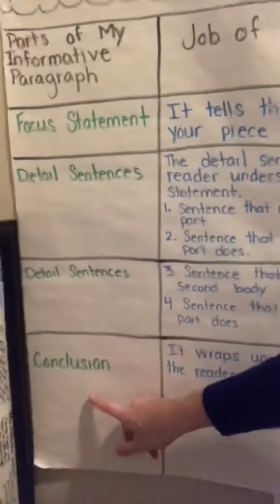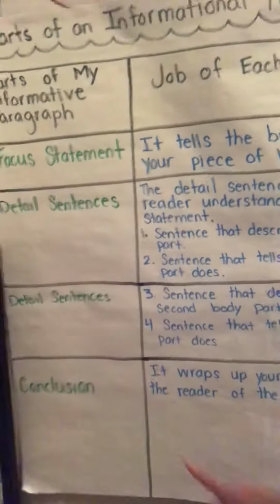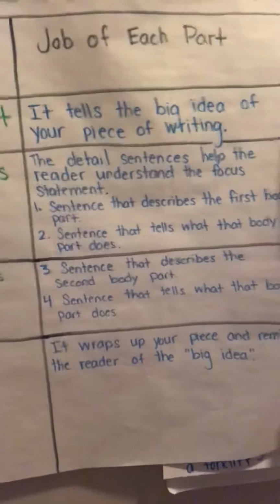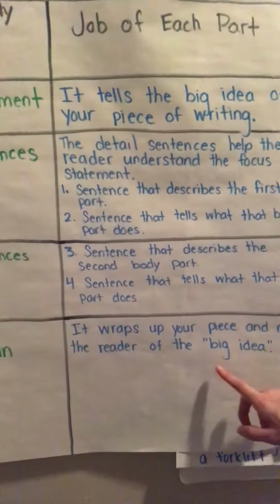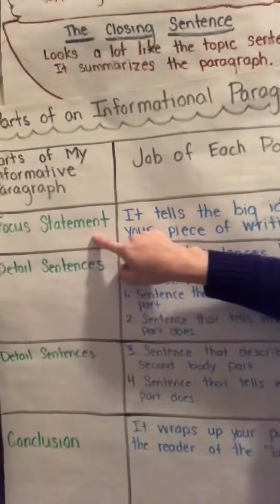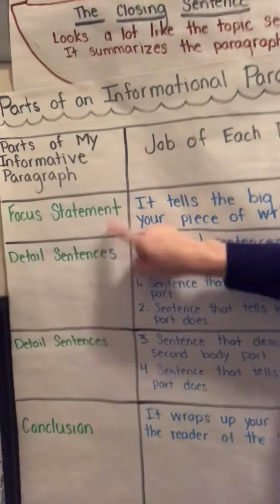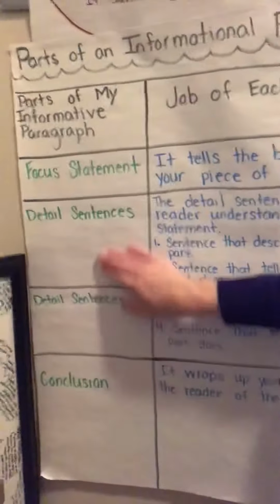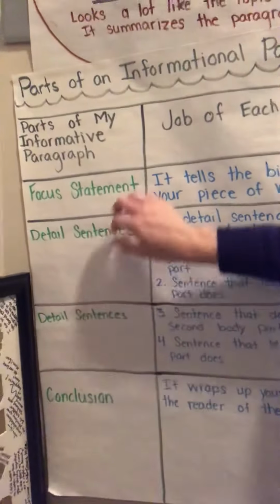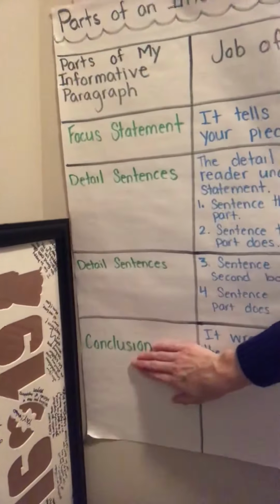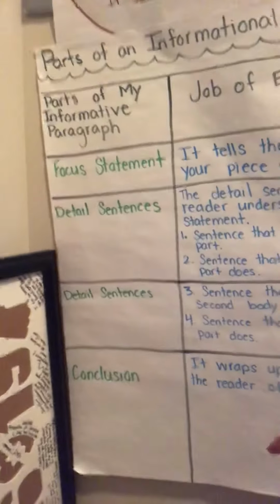And then we have something called the conclusion. The conclusion wraps up your piece and reminds the reader of the big idea. So you have your focus statement or your topic sentence to start to let the reader know what the paragraph is about. Then you have these detail sentences that talk about your first sentence, that give more information. And then your conclusion lets the reader know you're done.